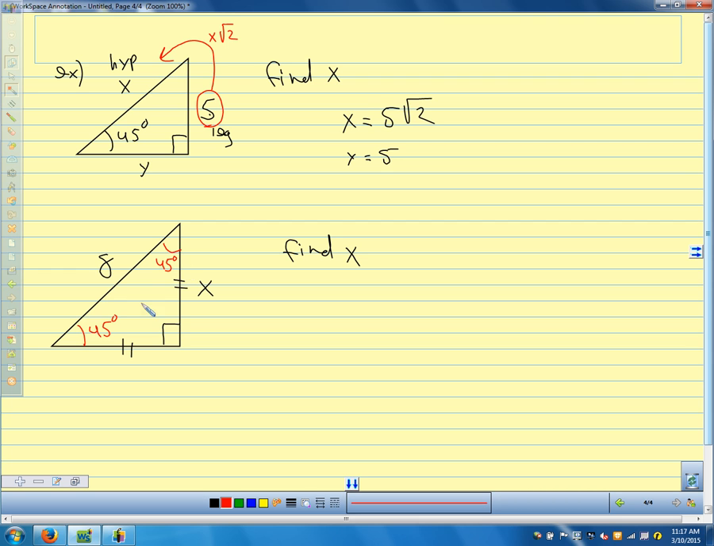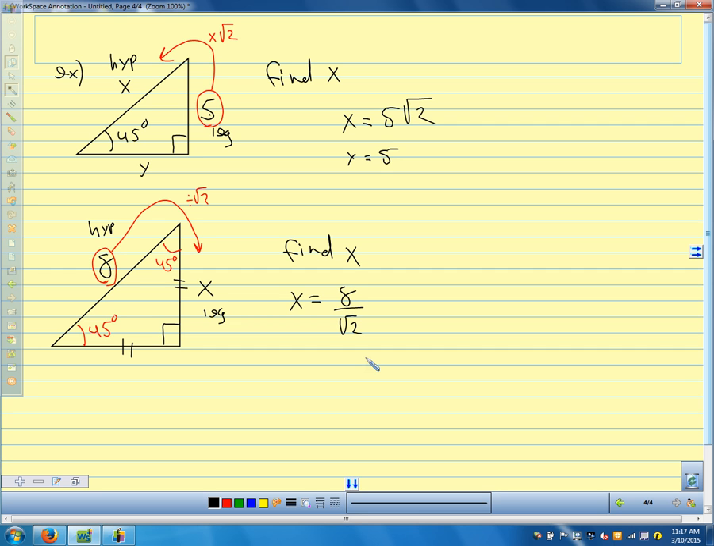All right, so this one we say, let's label our sides. Is 8 the leg or the hypotenuse? All right, so that makes this the leg. How do we go from the hypotenuse to the leg? Divide by the square root of 2. So x equals 8 divided by the square root of 2.